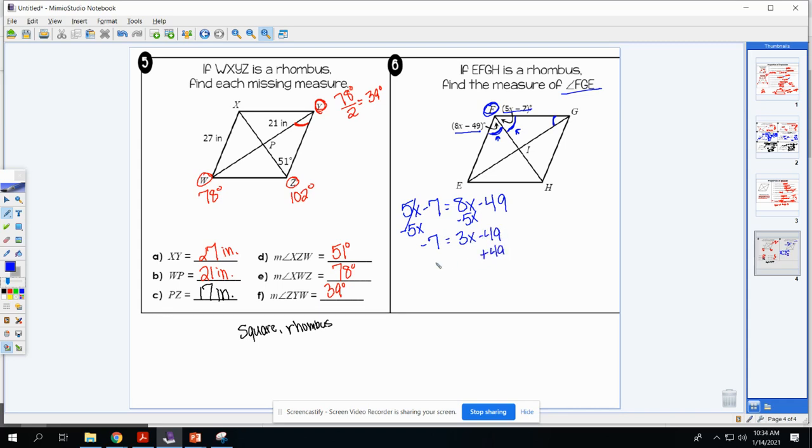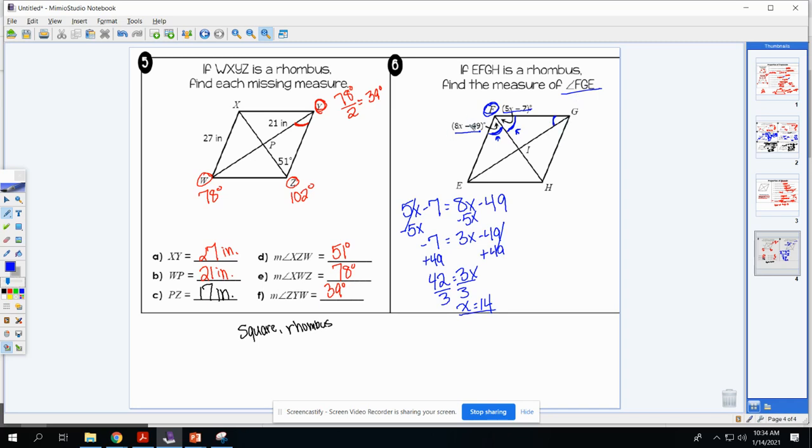So we have to add 49 to both sides. This is going to be 42 equals 3x. Last step here, divide both sides by 3. And we're going to get x equals 14. All right, x equals 14. Well, that's good to know. However, it doesn't necessarily give us FGE.